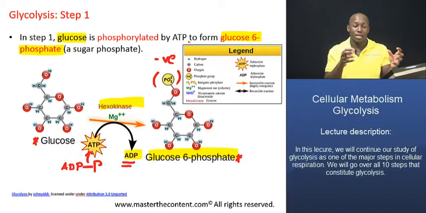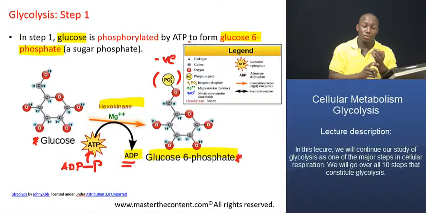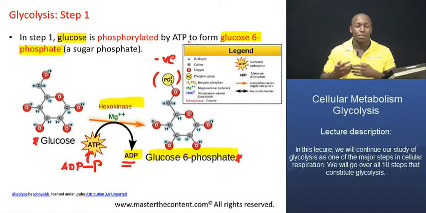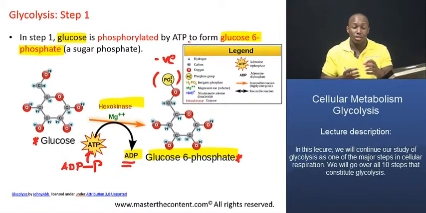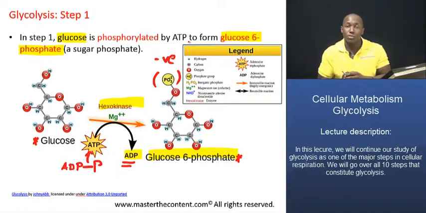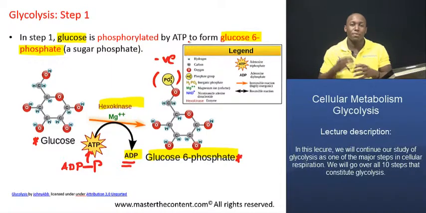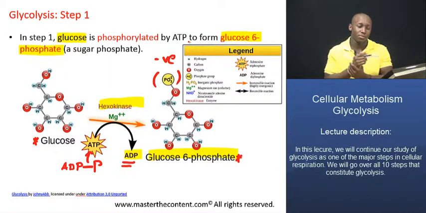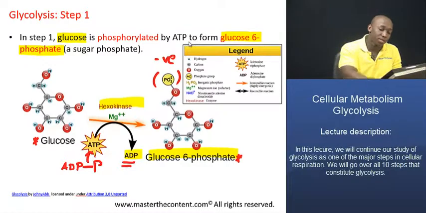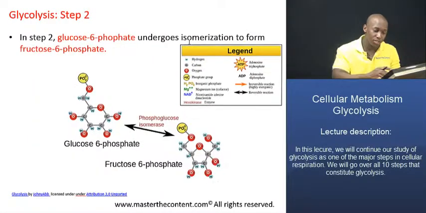So this reaction not only converts glucose to glucose 6 phosphate, which is obviously the substrate for the next step of the reaction, but it also ensures that there's a significant accumulation or concentration of sugar in the form of glucose 6 phosphate inside the cell by preventing its exit through the plasma membrane. So what we're going to do is move on to step 2. Glucose to glucose 6 phosphate, that's step 1.